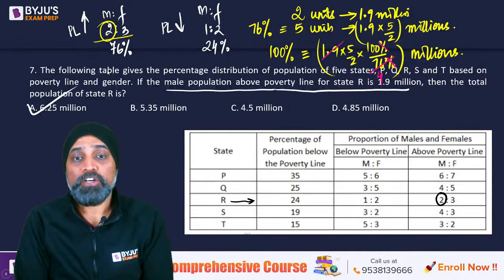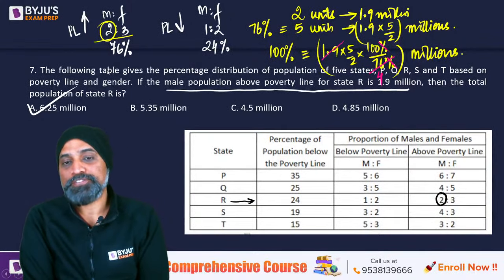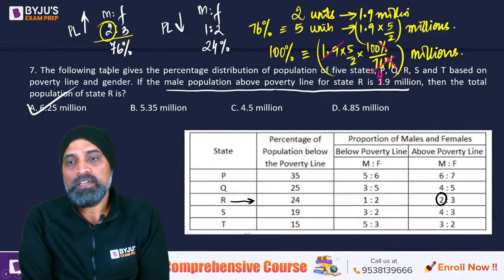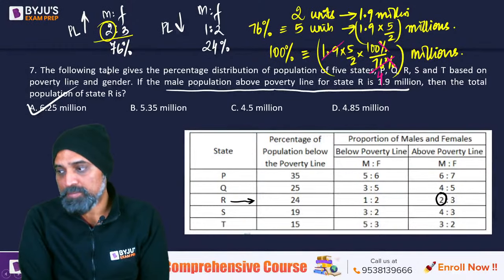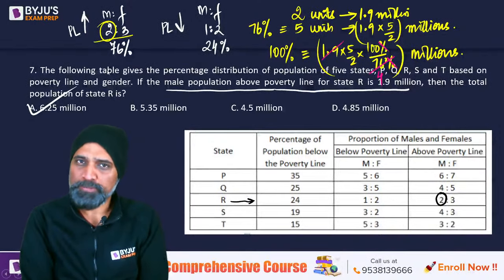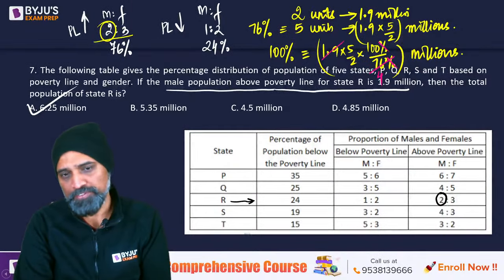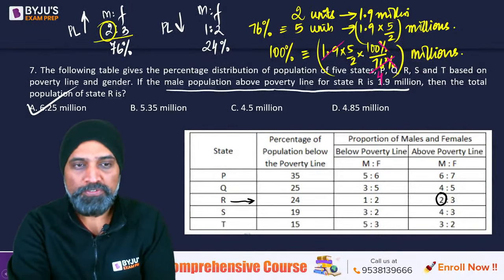The other options are not in the table of only 2s and 5s. That's the concern. 5.35 is not in the table of 2s and 5s, because if you look at the calculation, everything is in the table of 2s and 5s only. So 6.25 becomes our answer.